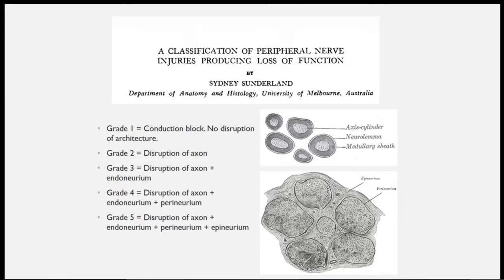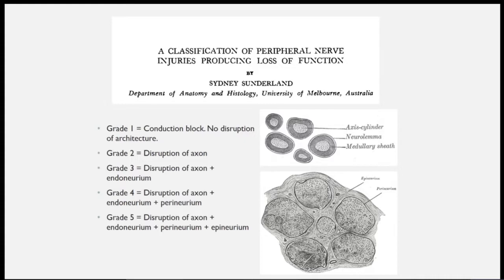Perhaps the better known classification system, and one that we use more often now, is the Sunderland classification. And this really just expounds upon the Seddon classification. And so, if you think about that neuropraxia or the conduction block, this in the Sunderland classification is a grade 1 injury. If there's disruption of the axon, which is like a Seddon axonotmesis, this is a grade 2 injury in the Sunderland system.